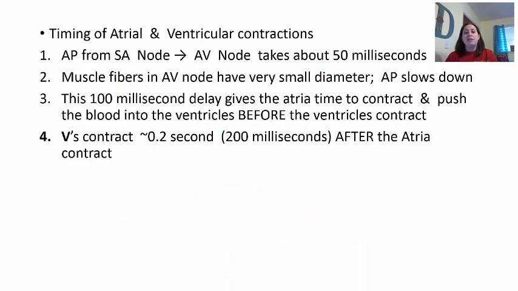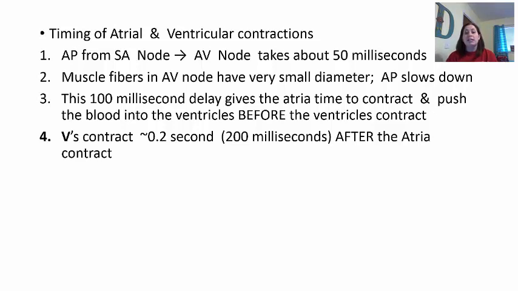Now, the timing of these atrial and ventricular contractions is super important. The action potential from the SA node to the AV node takes about 50 milliseconds. It's a very short time period. The muscle fibers in the AV node have smaller diameters, and since they're smaller, it's going to take the signal a little longer to pass through these, so it slows down the signal.